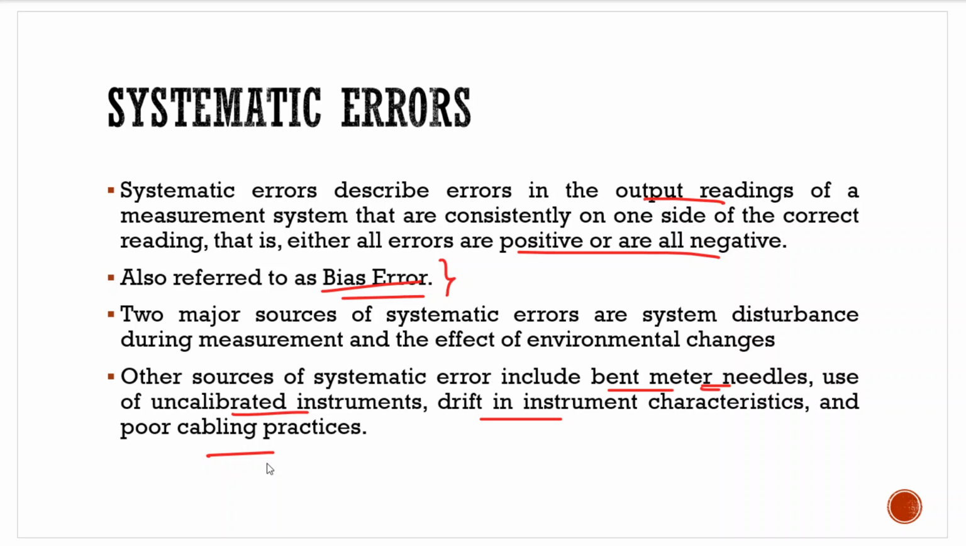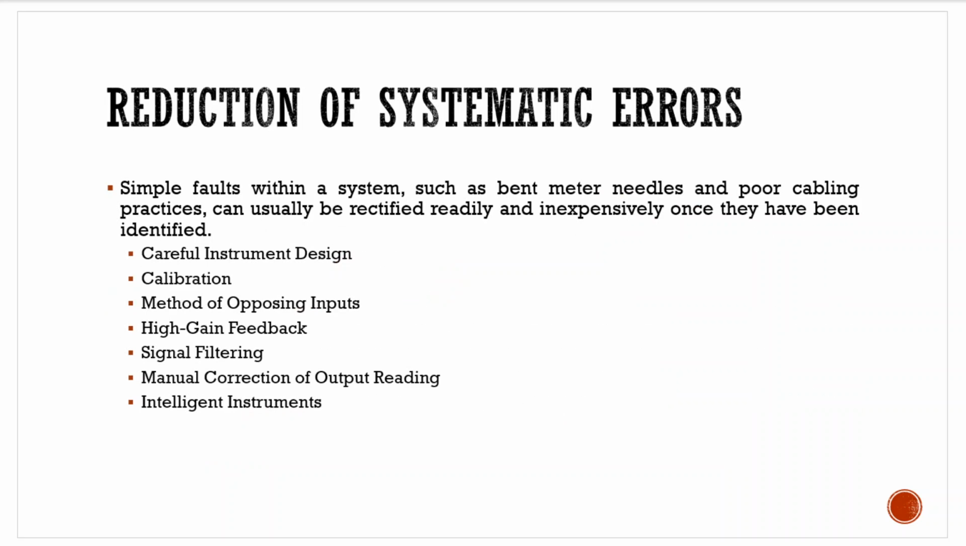So all these types of errors will be referred to as the systematic errors. Right? Now these types of errors will definitely take either the positive values or the negative values in the same set of readings. They will not be taking both positive and negative values. How to reduce these systematic errors?